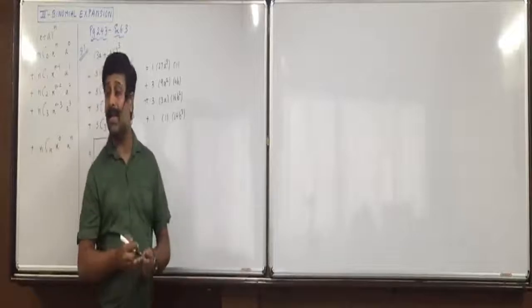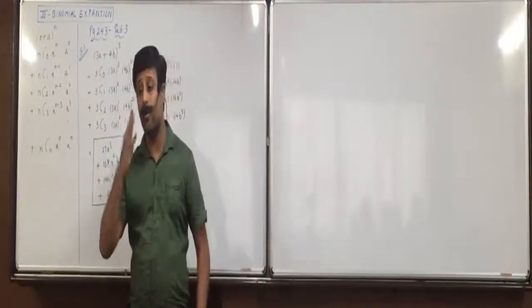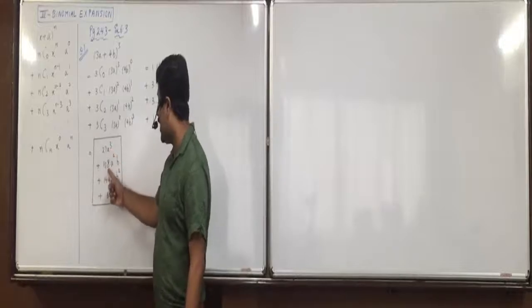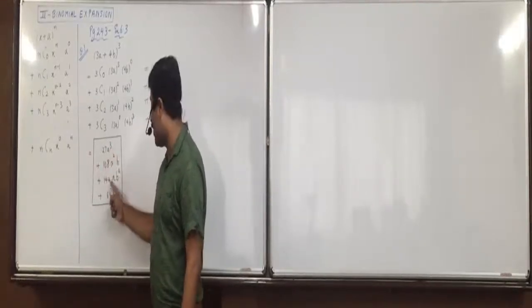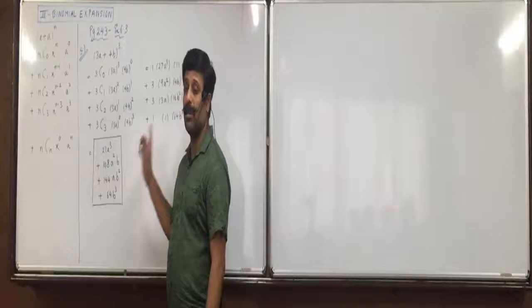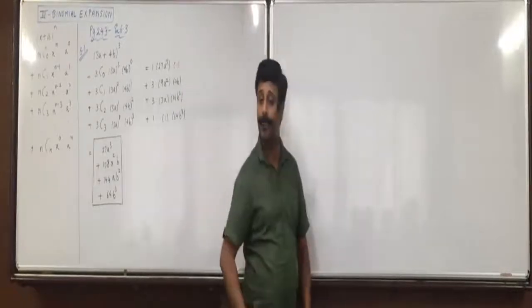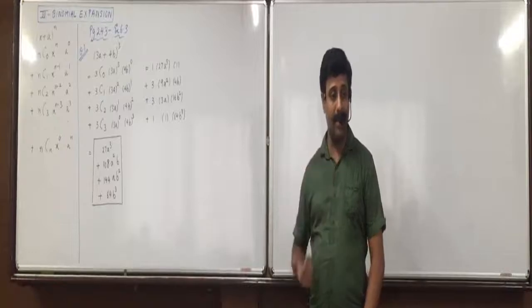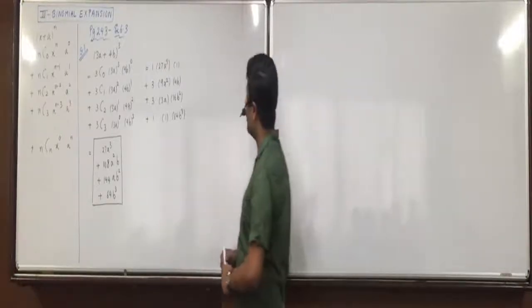As I said, the power is 3, so you'll have how many terms? 4 terms. So 27a cube plus 108a square b plus 144ab square plus 64b cube is the final answer. Do you understand how to solve this, everyone? Now I will ask the second one. Look at the second question, question 2.